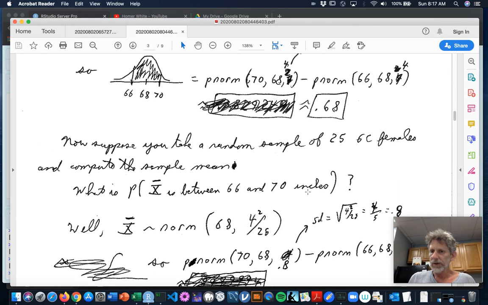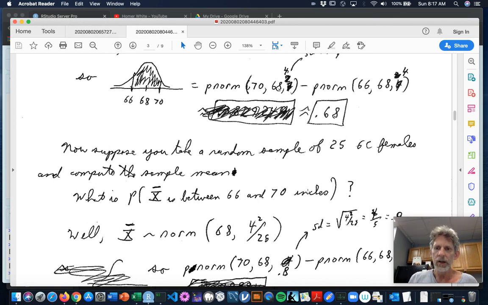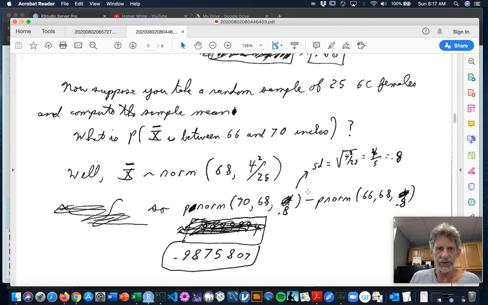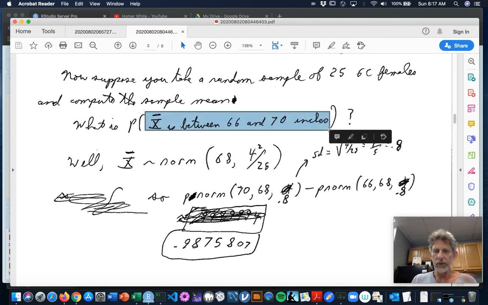So you get this miserably small chance of coming within 2 inches of the correct mean when you just estimate based off of one randomly grabbed person. But what if you grab more people? What if you took a random sample of 25 Georgetown College females and computed their sample mean? What would be the probability that the X bar, the sample mean, would be between 66 and 70? What's your chances now of coming within 2 inches of the right answer?